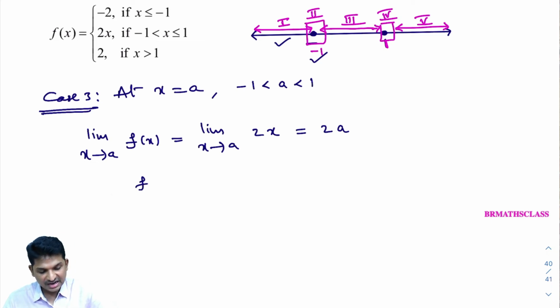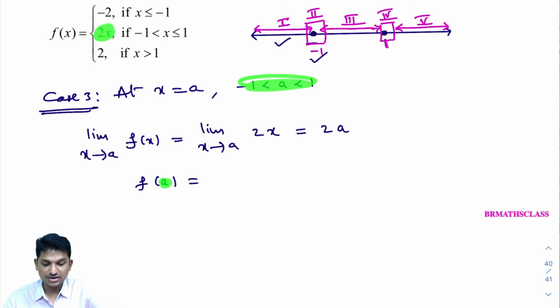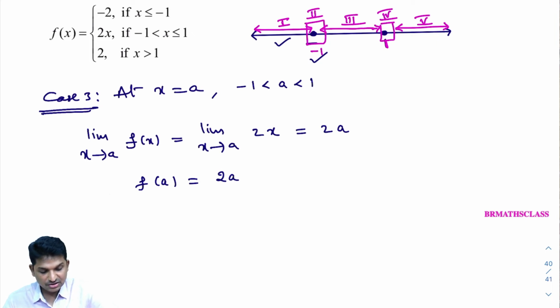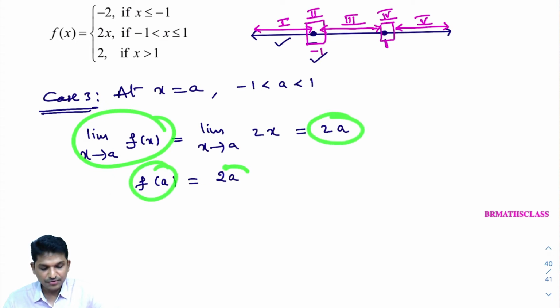So I'll calculate f of a now. What is f of a? What is a here? A is in this zone. So to calculate f of a, we need to choose this function. So f of x is 2x, f of a is 2a. So what I got? I calculated this value, I got 2a. F of a also 2a.